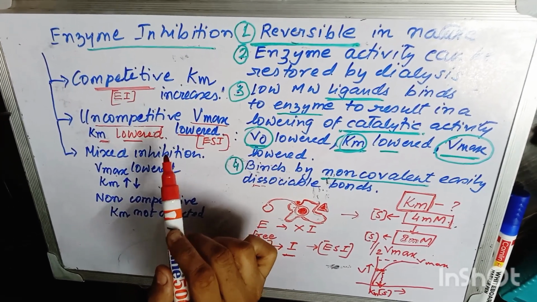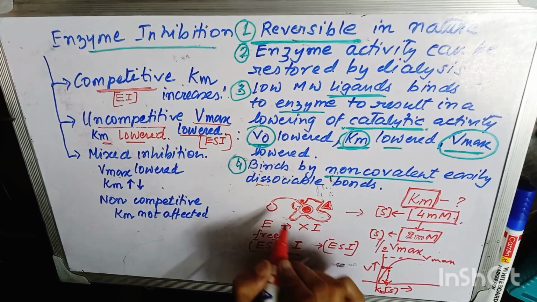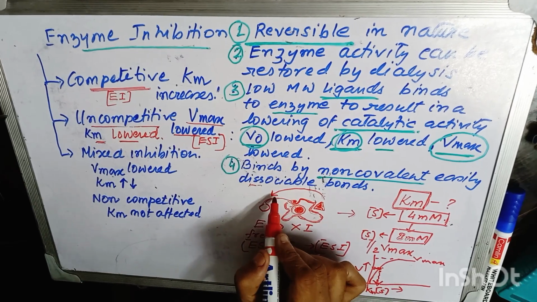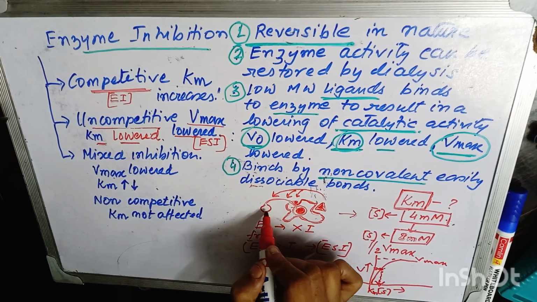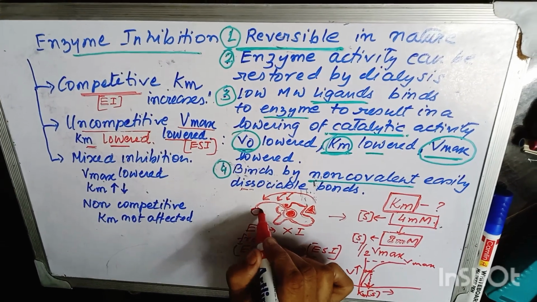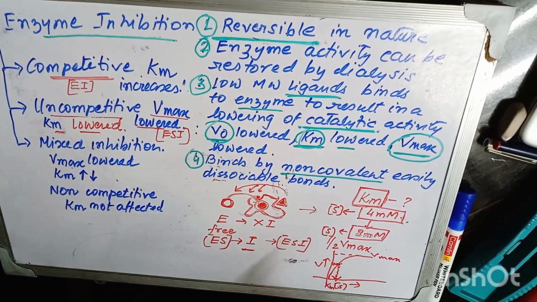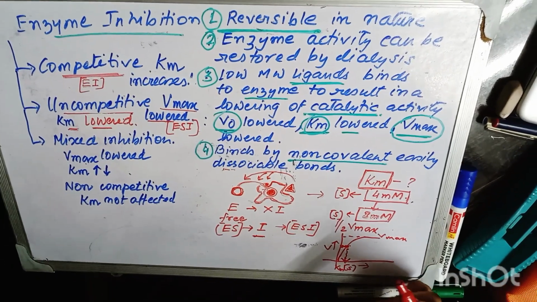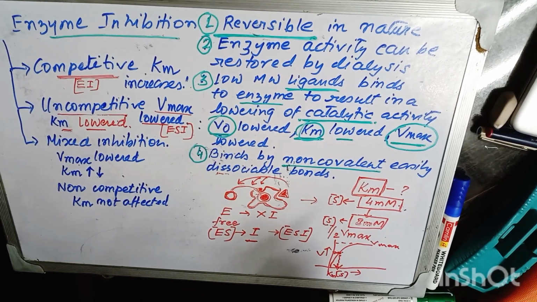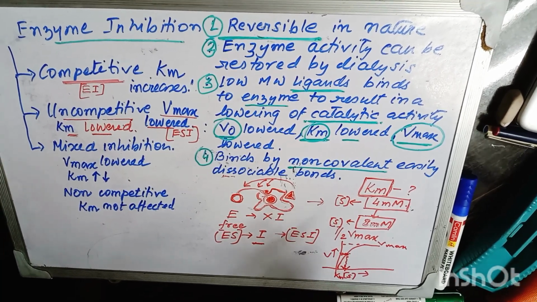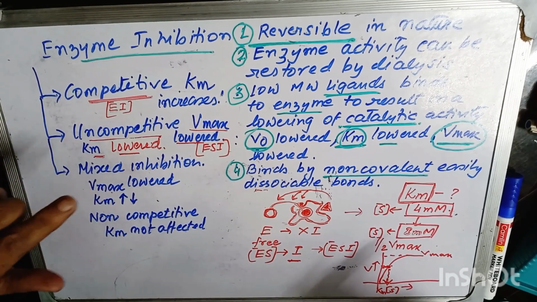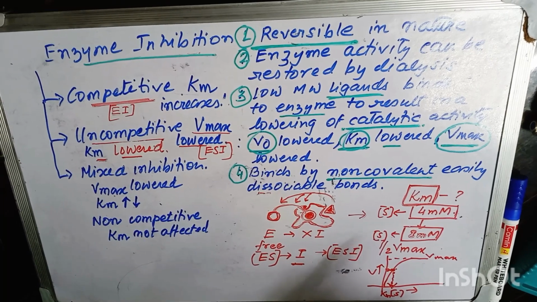In case of uncompetitive inhibition, the Km value is lowered. Why is the Km value lowered? Because the inhibitor is actually telling the substrate, come on substrate, bind to the enzyme, and then I will bind to you to form the ESI complex. It is actually promoting the substrate binding. So the Km value is lowered. Lowering of Km value means the substrate affinity has increased. The enzyme is now loving the substrate, binding to the substrate more and more.